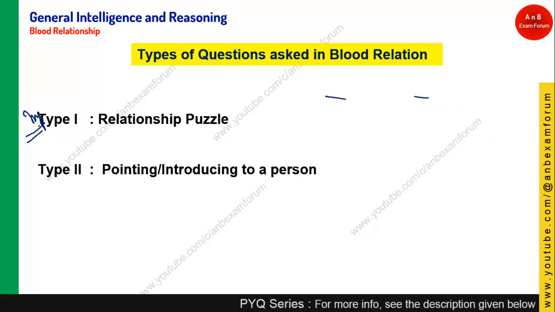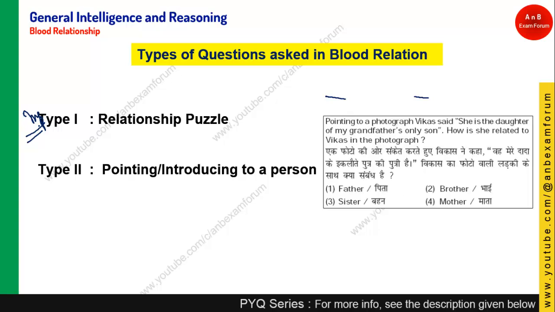The next one is pointing to or introducing a person. You must have seen questions like this, where somebody is pointing to a photo, or somebody is introducing somebody. All those questions fall into this category. This is the second important type generally asked in blood relation, and there is a special trick for solving this type that I am going to share with you at the end of this session.